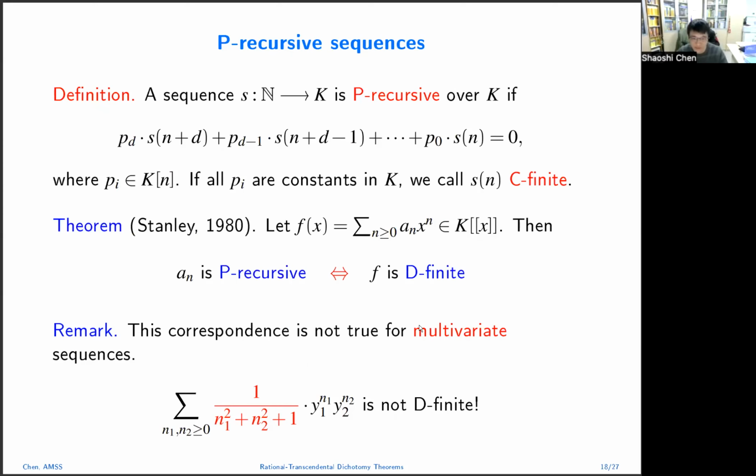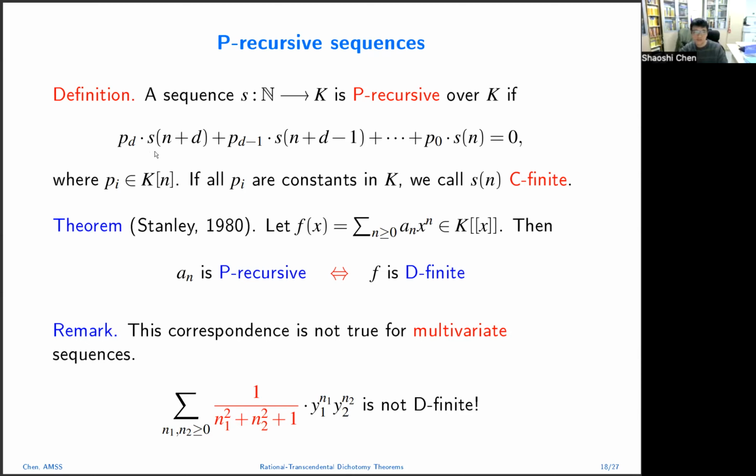Okay, now let me turn to another, more coefficient-level understanding of D-finite power series. You take the coefficients of a D-finite power series, and the property of this coefficient sequence is so-called P-recursive. You have a sequence, and for a sequence you can shift. If you shift finitely many times, they satisfy a recurrence. In other words, this just means the sequence satisfies a linear recurrence relation with polynomial coefficients in n. And then this is called P-recursive.